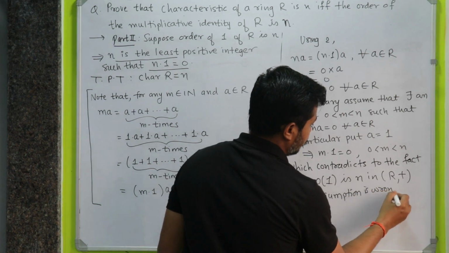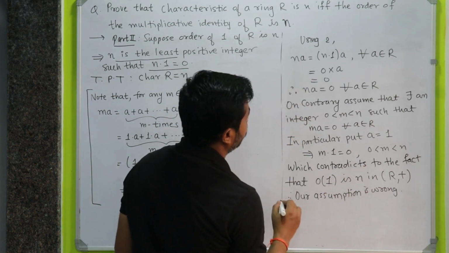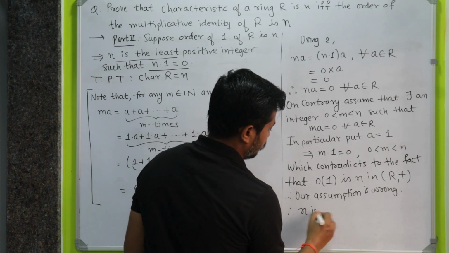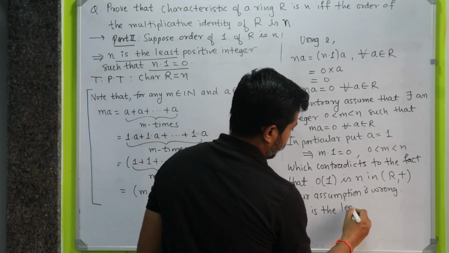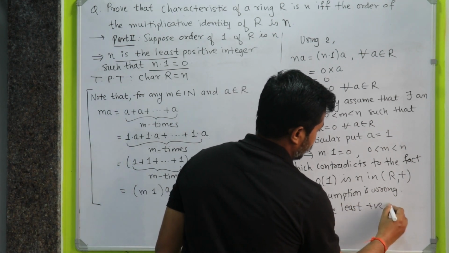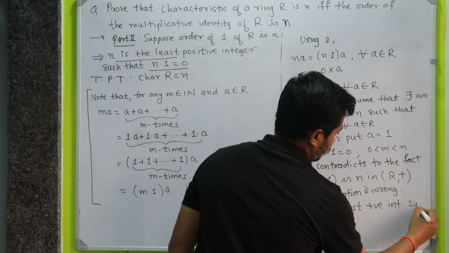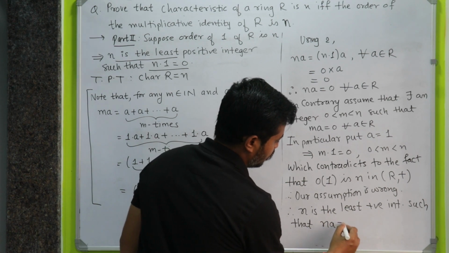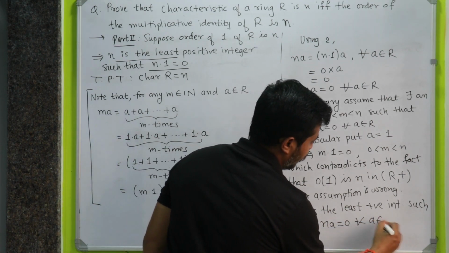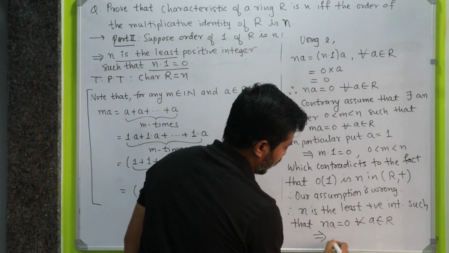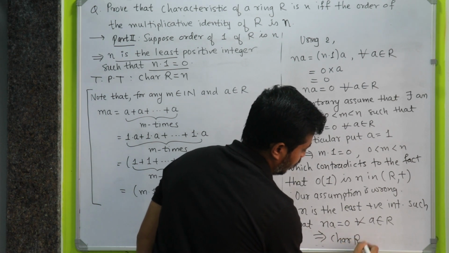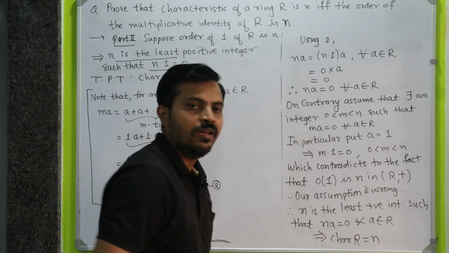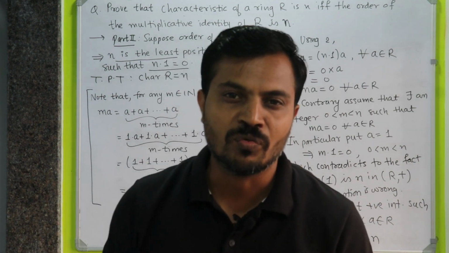So what should be right? Therefore, n is the least positive integer such that na is equal to 0 for all a belongs to R, and which implies the characteristic of R is actually equal to n, and that is exactly what we wanted to prove.